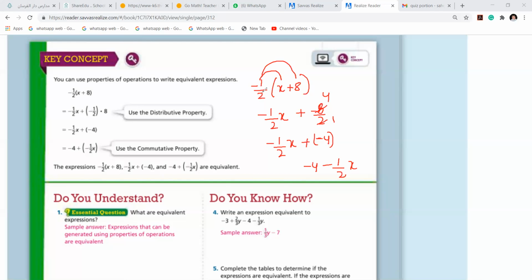First, I multiplied half with x, I got half x. I multiplied half with 8, I got minus 8 over 2. That is, I simplified, I got minus 4. The other expression, I can write opposite, just switch. Minus 4 comes here and minus half x comes there. This is the second expression.